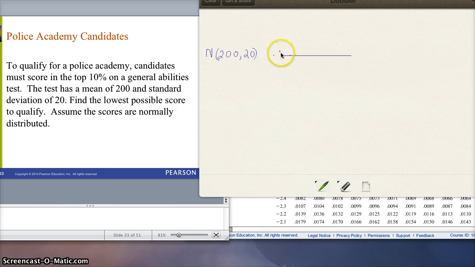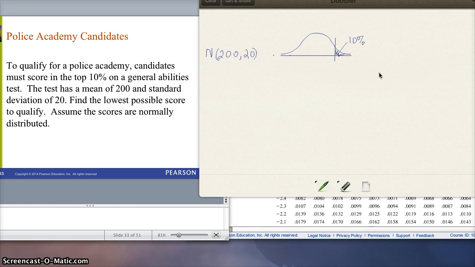My pen is not working properly. And we want the top 10%. If you want, you can go ahead and label the axis. It's not as important now, but mostly we draw the curve so we know what to label. If we want the top 10%, I have to be up here on this part. So that means I'm going to label this part 10%.